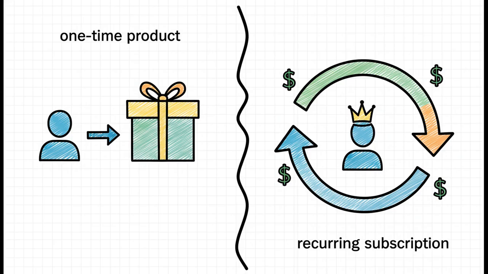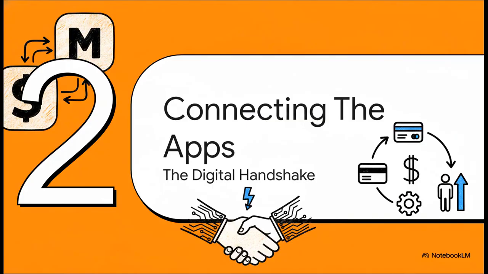Now, you've got a key decision to make right here. Are you selling something as a one-time purchase, like a digital download or a course? Or is it a recurring subscription, like a monthly premium membership? The really great news is that Stripe handles both of these beautifully, and our automation tool, Mercor, is totally ready to handle whatever you throw at it.